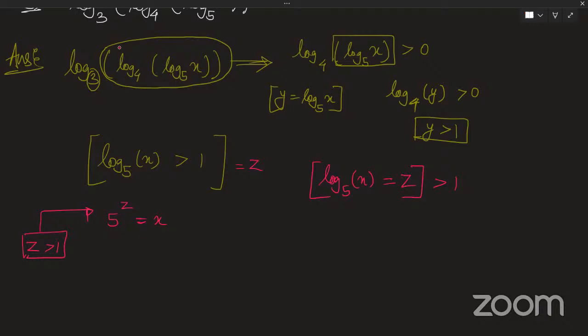So now 5 raised to z will be my x. 5 raised to z is my x. And I already know that z is greater than 1. So tell me, what will be the values of x that I will get? My z is greater than 1, so what will be my x?